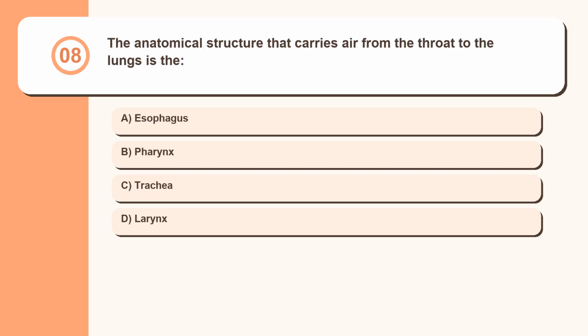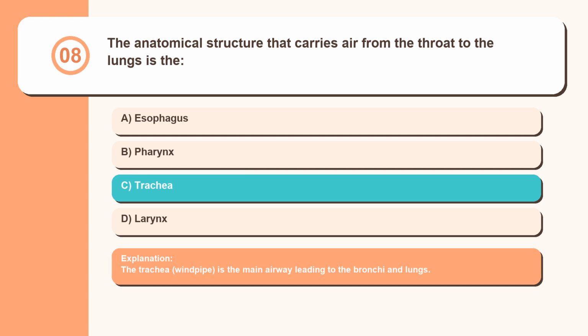Question 8. The anatomical structure that carries air from the throat to the lungs is the esophagus, pharynx, trachea, larynx. The trachea, windpipe, is the main airway leading to the bronchi and lungs.